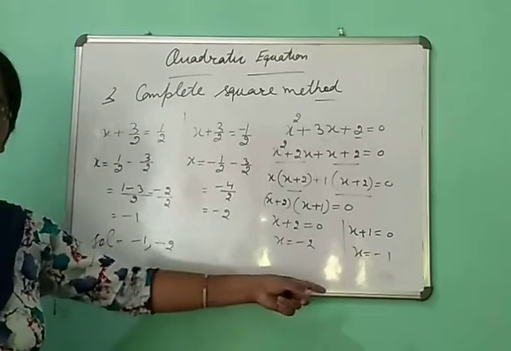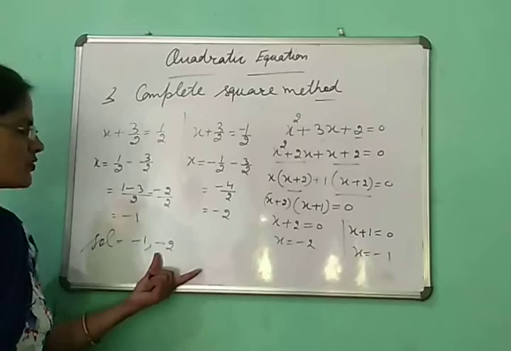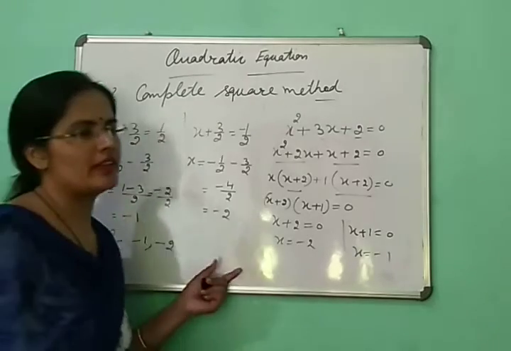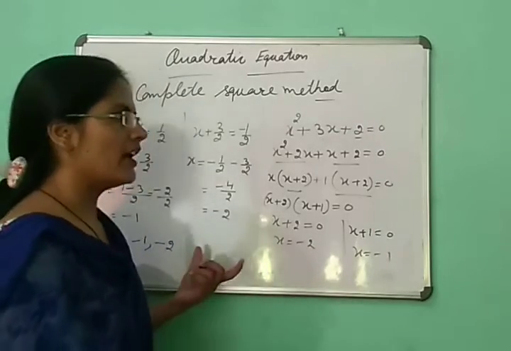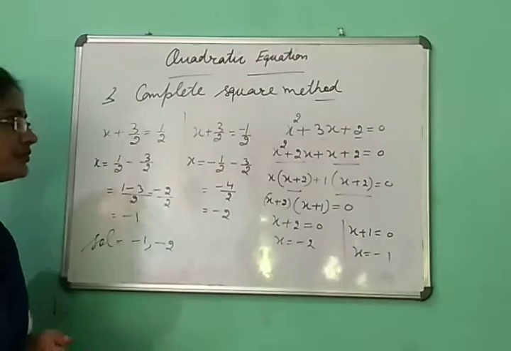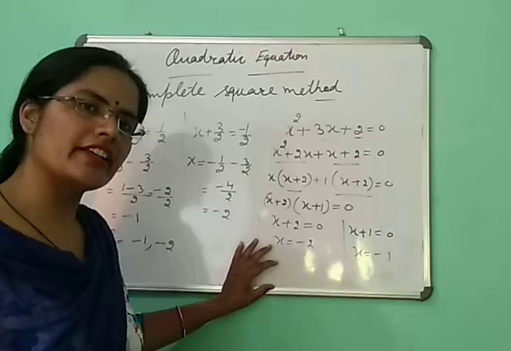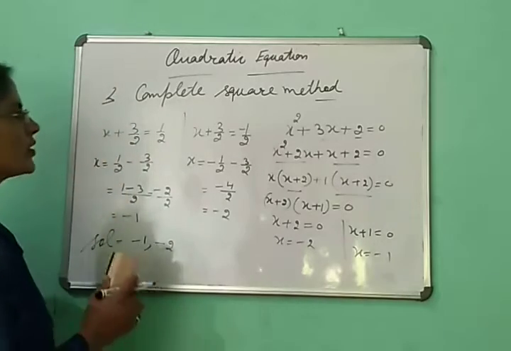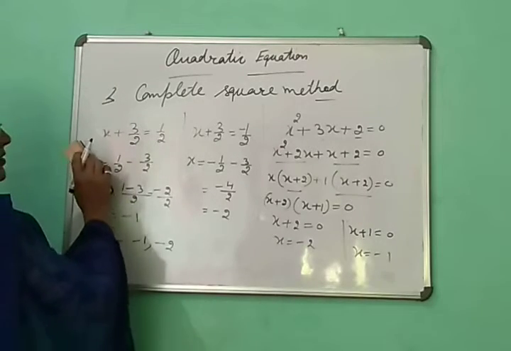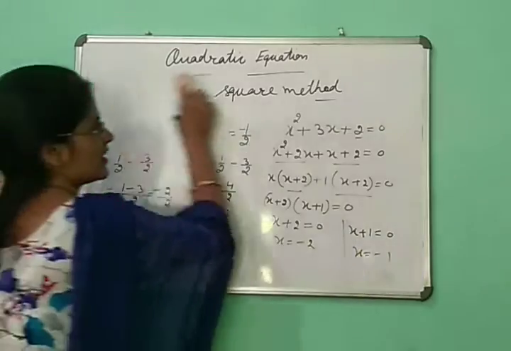We get the same answer from the factorization method and the same answer from the complete square method. It is up to us which method we apply. So these are the two methods with which we can solve any quadratic equation. Let us take one more example so that we can clearly understand this method. Taking example second.